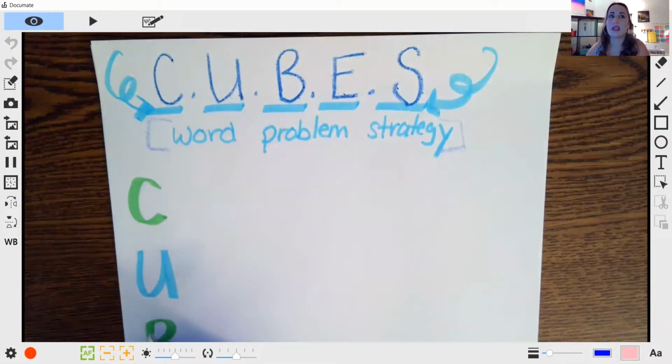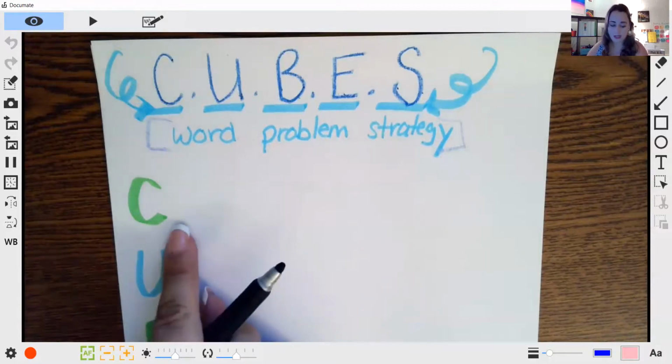Okay? So let's say you are doing your DMR or you're on a quiz or a test and you have this word problem in front of you. Sometimes, I know, it can be very overwhelming. There's so many words, numbers, things to figure out, things to decipher through. What am I using? Math? Am I using addition, subtraction, multiplication, division? Am I using all of it? Where do I start? So C.U.B.E.S is a strategy that's going to help you kind of break it down.